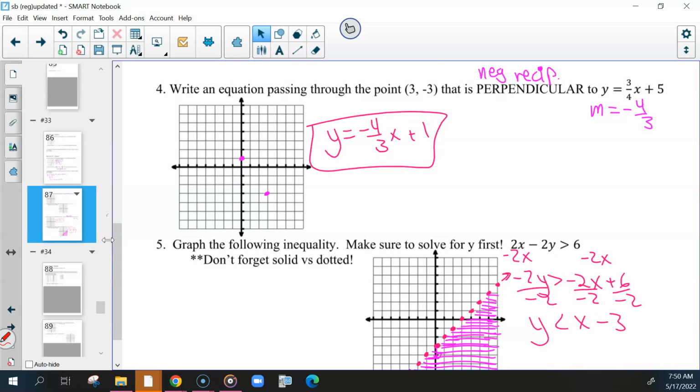For number 4, you could have done this one of 2 ways. The easier of the 2 would be to start at this point, 3, -3. Find the slope that would be perpendicular to this one. So take this fraction, flip it, make it negative. And then from that point, go up 4 to the left 3 until you run into your y-axis. And then you'll have your slope and your y-intercept and can put that in an equation. Y equals -4/3x plus 1. You could have also used your point slope formula with the point given, the slope given, and then found your equation that way.